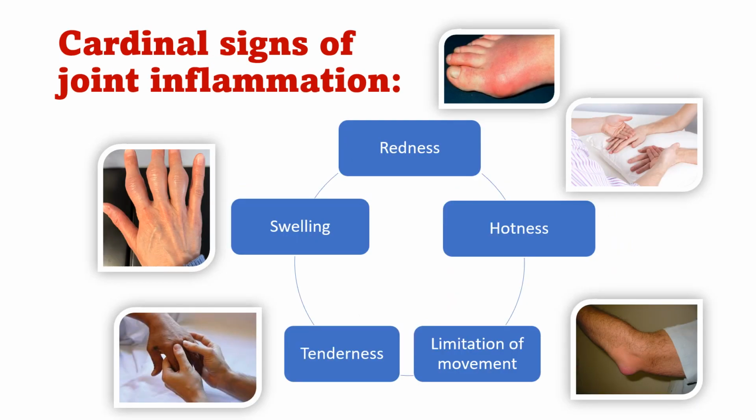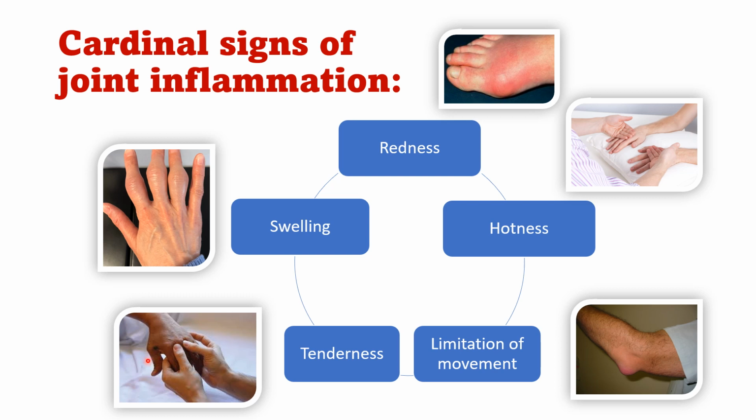So what are the cardinal signs of joint inflammation? This is the redness, as we can find here. The skin overlying the joint is red. The hotness, as we can find in the image, we can test the hotness by using the dorsal aspect of the hand. We should compare both sides with each other. We should compare the skin overlying the joint with other parts of the skin. We have also the limitation of joint movement. In case there is limitation of joint movement, this is also a sign of inflammation.